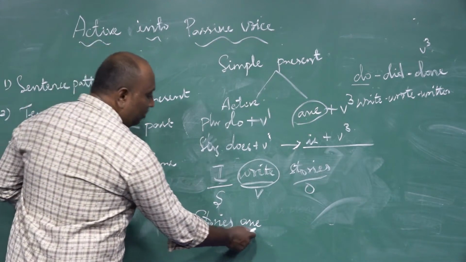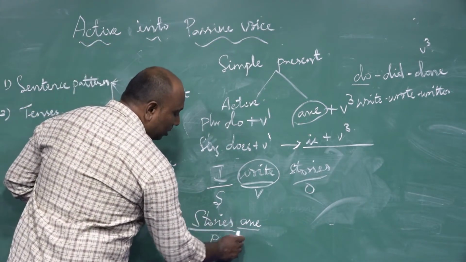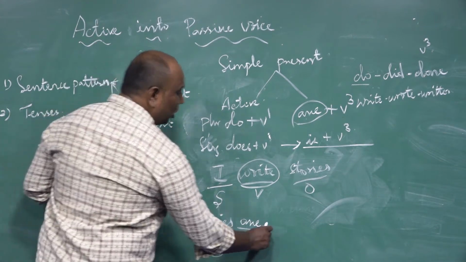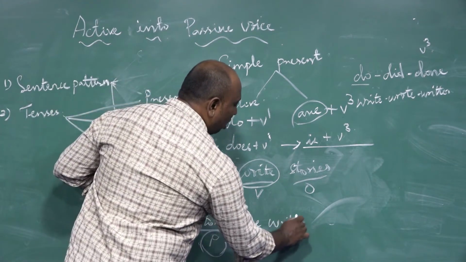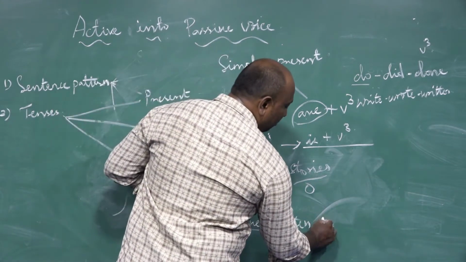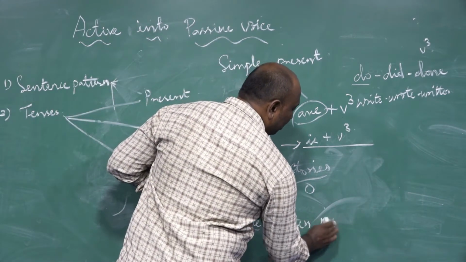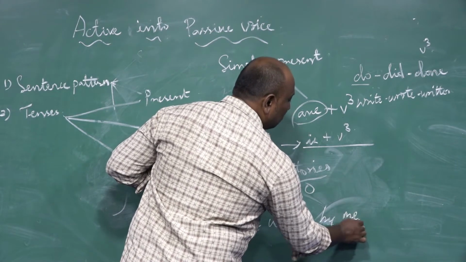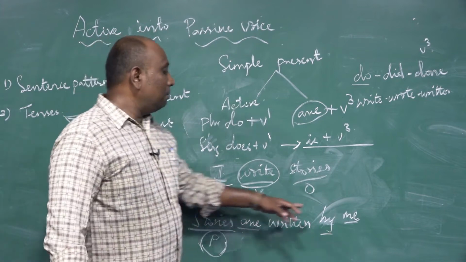Why have we used plural "are" here? Because the subject is plural, so we have used "are". And passive voice always goes with the third form of the verb. And "I" will come here in the place of the object. When it comes in the place of the object, we have to go with "me". So I will change it to "me".